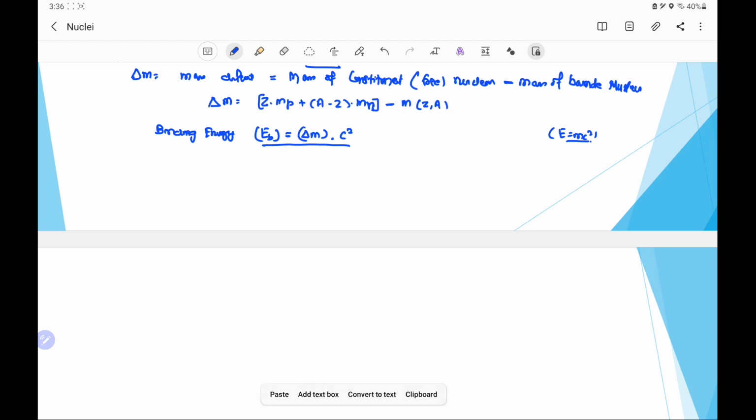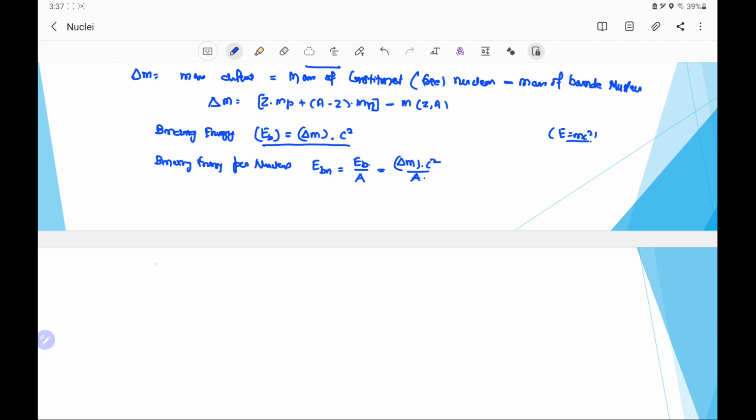If we consider the binding energy per nucleon, it is represented by EBN. It is the total binding energy divided by the total number of nucleons, and total number of nucleons are equal to the mass number. So it will be equal to delta M into c square by A.